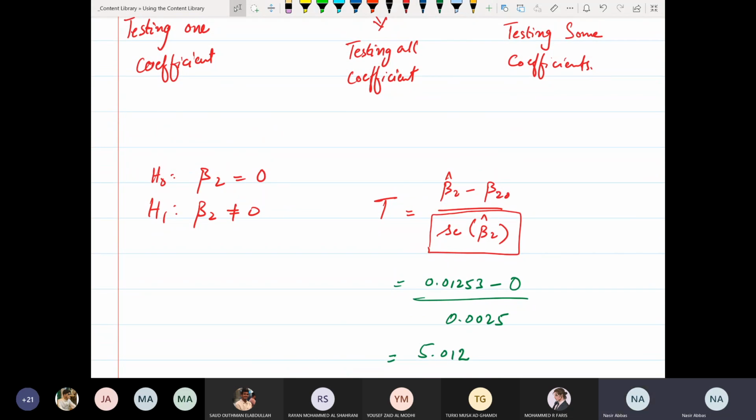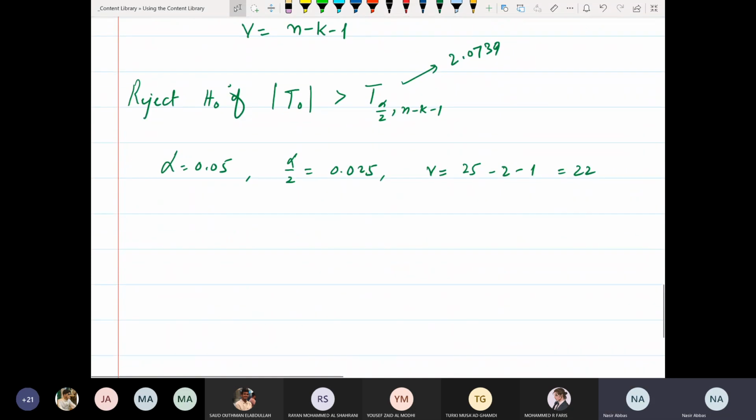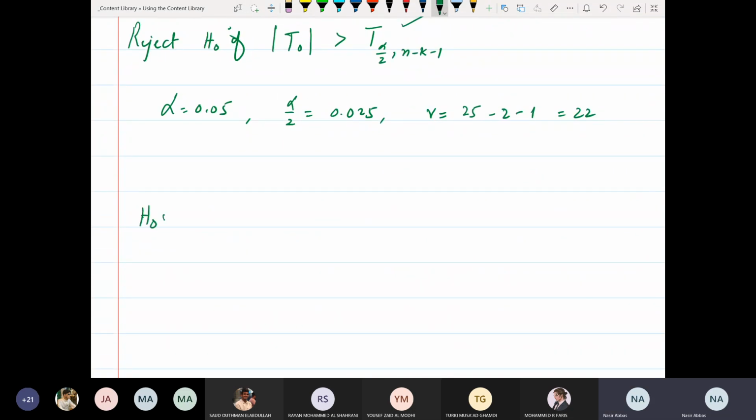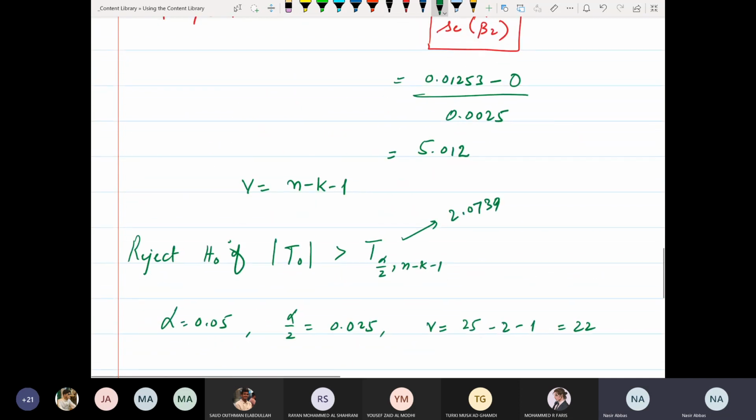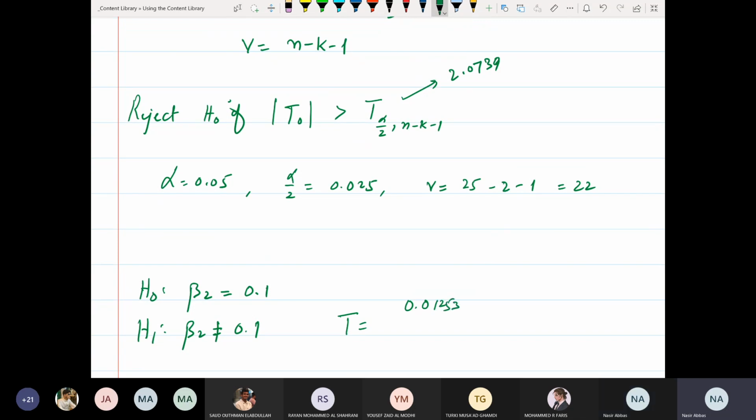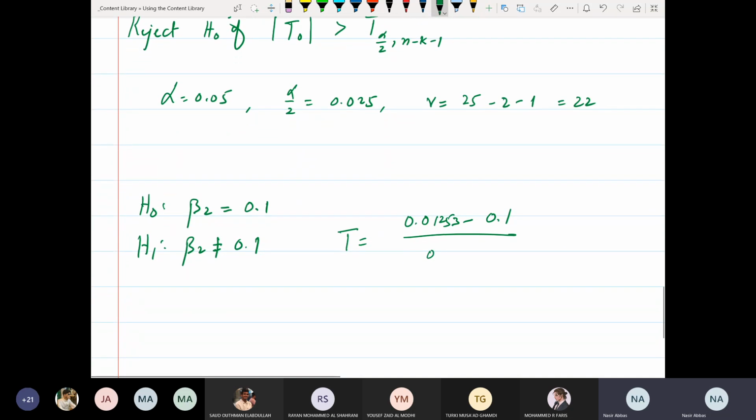Now, one of the interesting things here is I may be interested in another hypothesis, H0: beta 2 equals, let us say, 0.1 against H1 that beta 2 is not 0.1. I may be interested in an upper sided hypothesis, or a lower sided hypothesis. I can do that. Your T will be 0.01253 minus 0.1 over 0.0025, and then you will proceed accordingly.